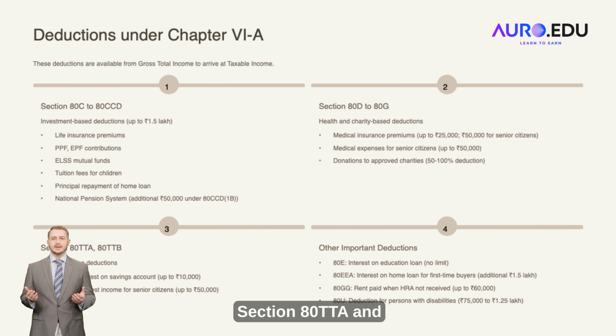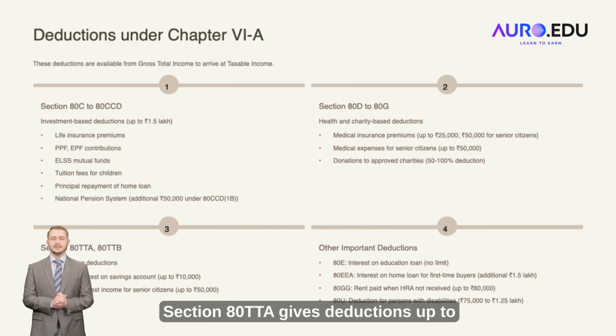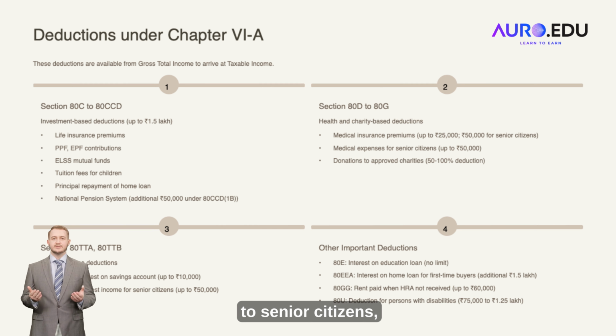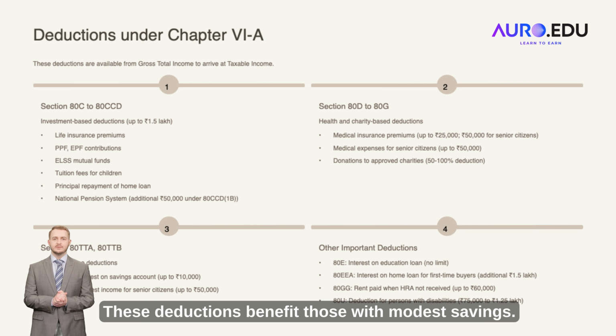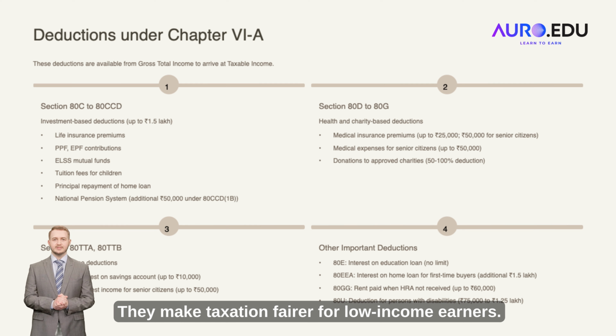Deductions. Section 80TTA and 80TTB. Section 80TTA gives deduction up to Rs 10,000 for interest on savings accounts. Section 80TTB extends this to senior citizens, up to Rs 50,000, covering both savings and fixed deposits. This ensures seniors get higher relief on bank interest. These deductions benefit those with modest savings. They make taxation fairer for low-income earners.